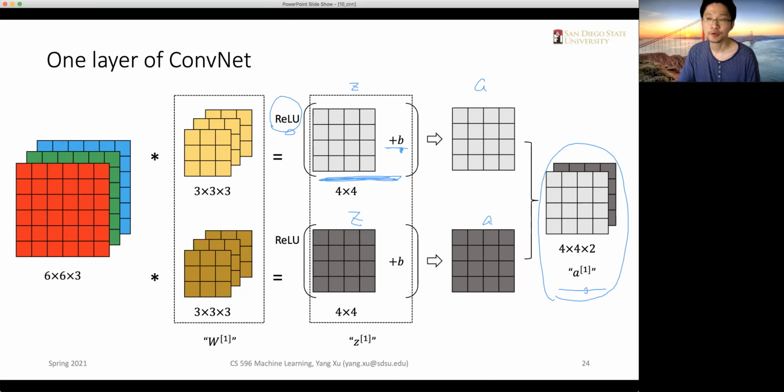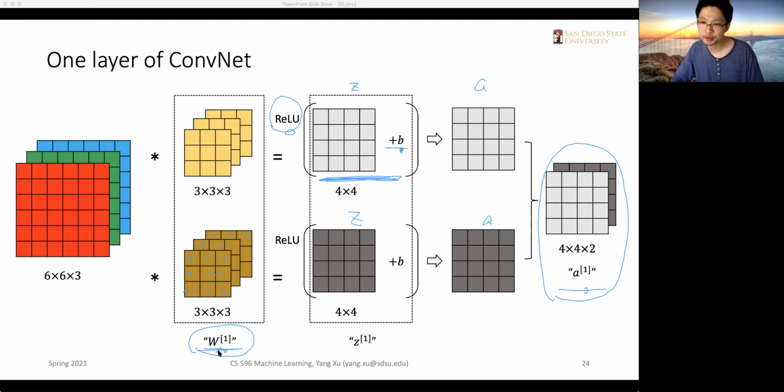All right, so where are the W parts? I guess many of you may be concerned here. The W's are the parameters, the convolutional parameters. They are just the numbers inside those 3x3x3 filters. All these numbers are parameters. So you can think of them as the capital W1 in a regular network.